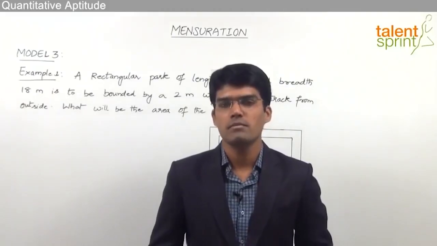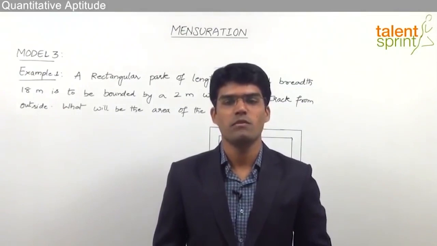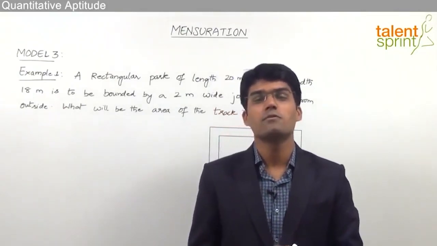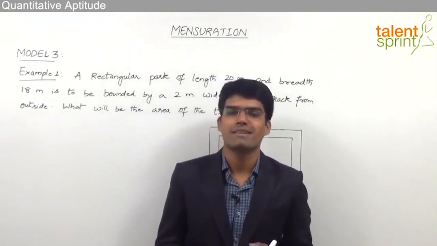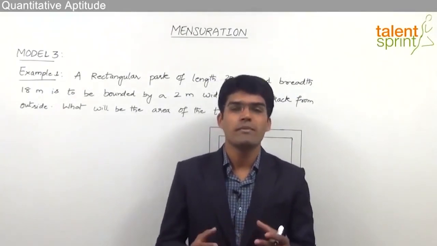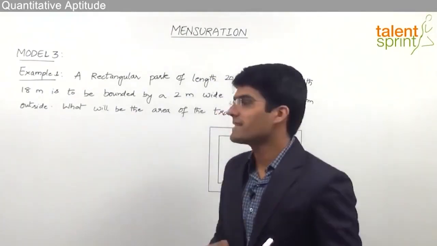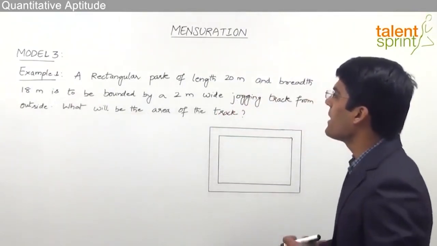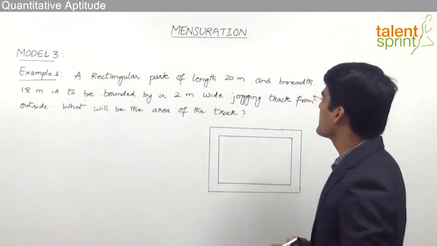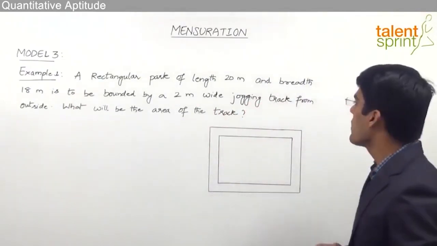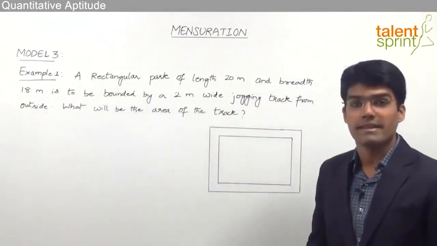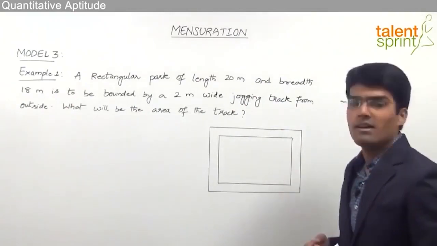Let us now take the third model from the topic of mensuration, where we shall discuss questions related to finding the area of a footpath or garden which has been constructed outside or inside of a two-dimensional shape. Let us look at the first example here. A rectangular park of length 20 meters and breadth 18 meters is to be bounded by a 2 meter wide jogging track from outside. What will be the area of the track?